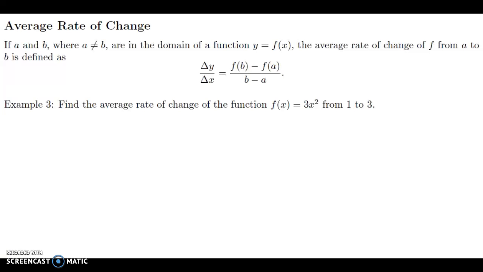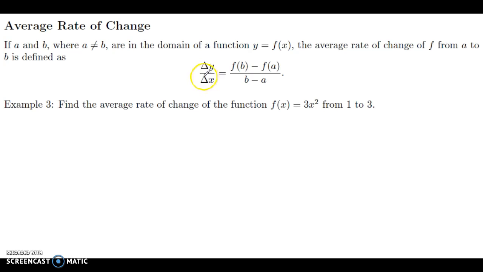The average rate of change of a function plays an important role in calculus. It provides information about how a change in the independent variable x of a function y equals f of x causes a change in the dependent variable y.